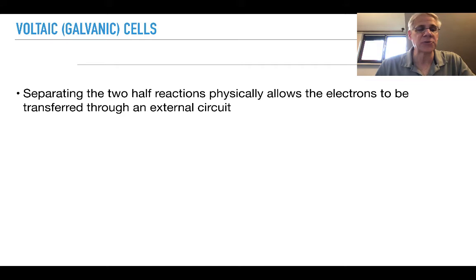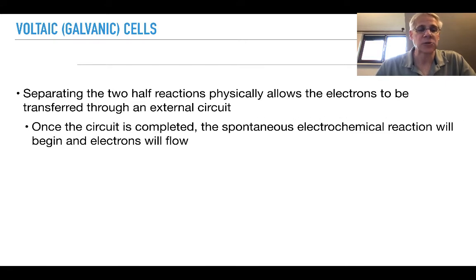And so what we're going to do with these cells is we're going to separate our two half reactions physically, like in two separate beakers. And what that will allow us to do is to hook those two half reactions together through an external circuit, and that's where the electrons will flow, and we'll be able to do some kind of electrical work with those electrons in that external circuit. So once that circuit is completed, because we have a voltaic cell, we have a spontaneous electrochemical reaction. Electrons will begin to be transferred, and they will flow through the wire.